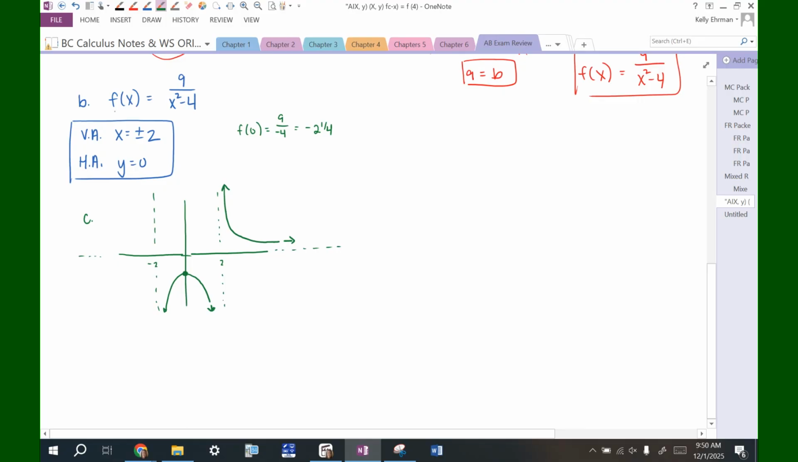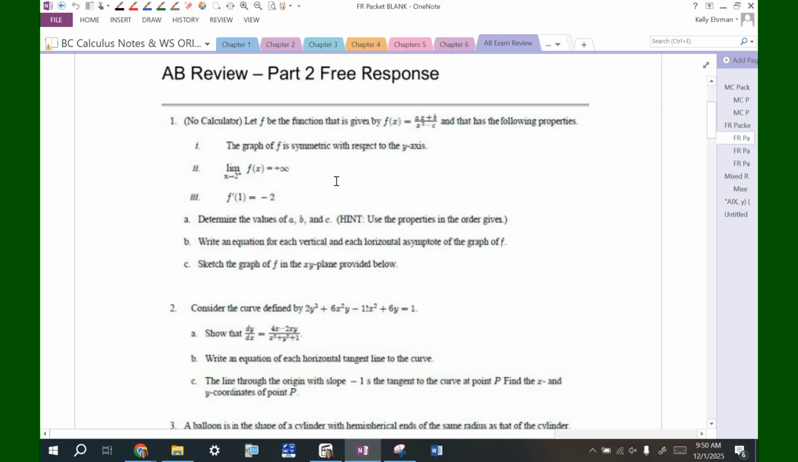I could pick f of 3 and see what it comes out to. And then what about this other one? Well, I do know that we have y-axis symmetry, so again, I can get away without plugging in any extra points, but I could plug in f of plus or minus 3 and see what this comes out to. I guess it'd be 9 over 5, right? But that's not required. So this is my sketch of f of x. All right, let's take a look at the next problem.